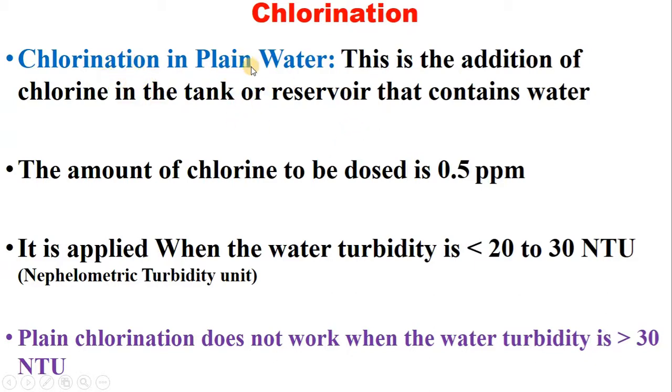Now look at the chlorination in plain water. This is the addition of chlorine in the tank or reservoir that contains water. The amount of chlorine to be dosed is 0.5 ppm. This can only be done after water treatment and discovers that the water turbidity is less than 20 to 30 nephelometric turbidity unit. So if the turbidity is greater than 30 NTU, there is no need to apply this kind of method.